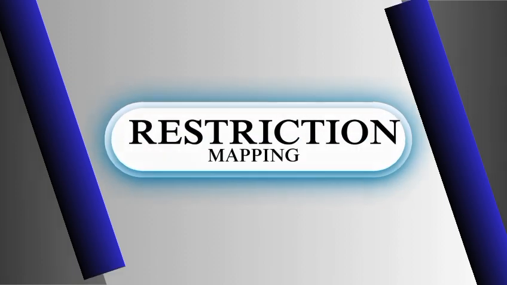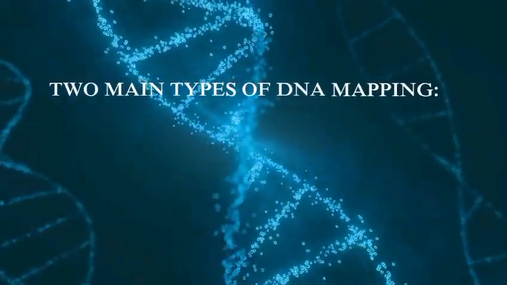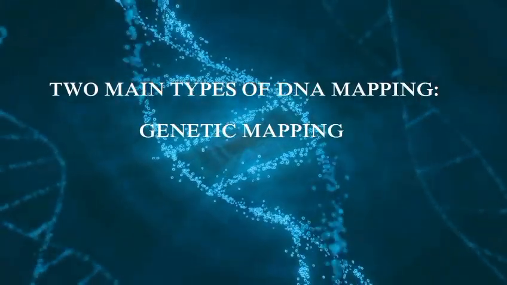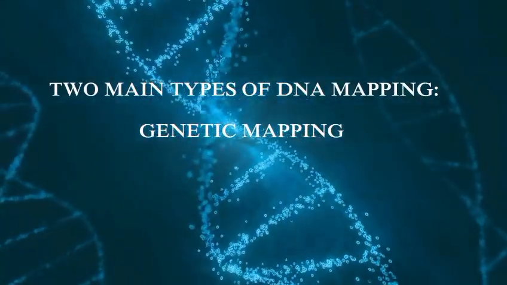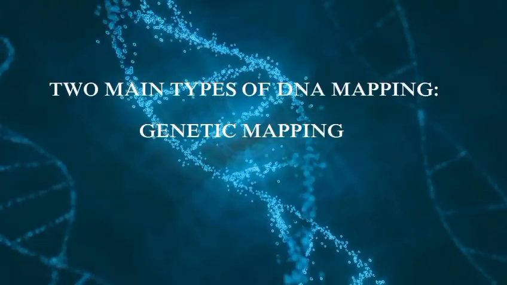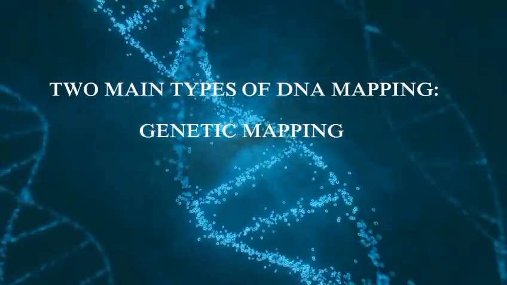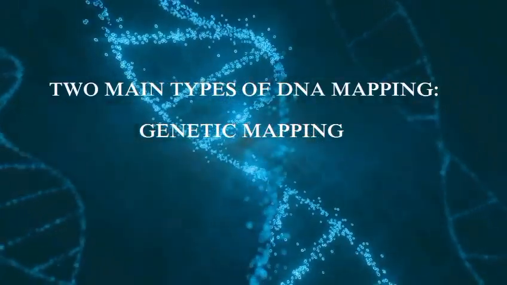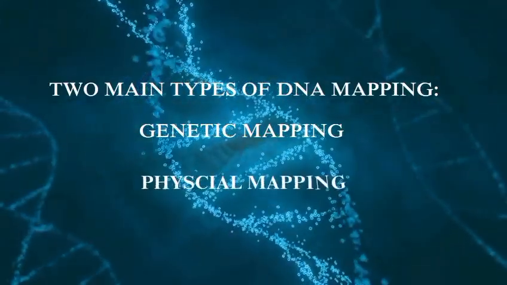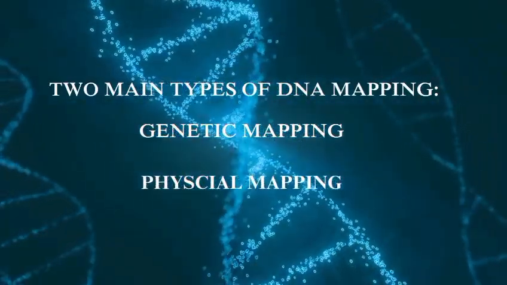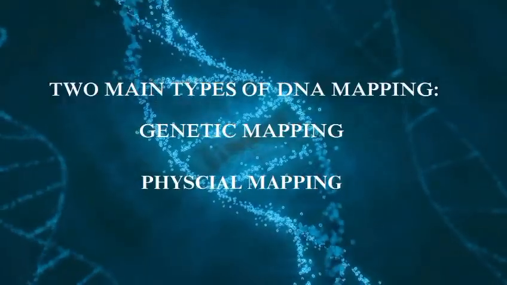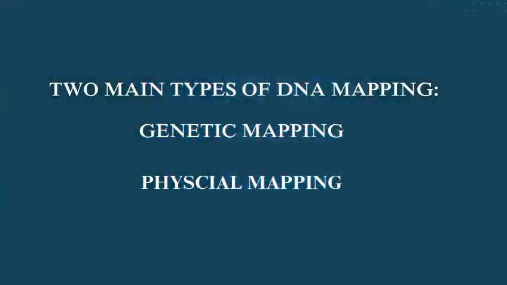Welcome! Today we're going to explore restriction mapping. There are two main types of DNA mapping. Genetic mapping, based on how often genes are inherited together. It gives the relative positions of genes using units called centimorgans. Physical mapping provides the actual physical locations of genes or markers on the DNA strand, measured in base pairs.